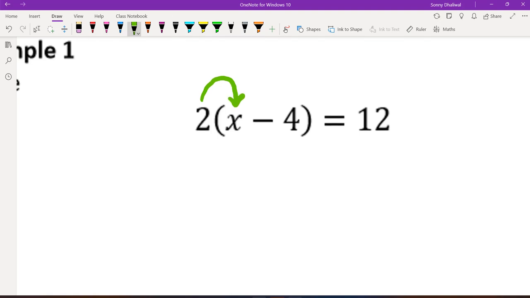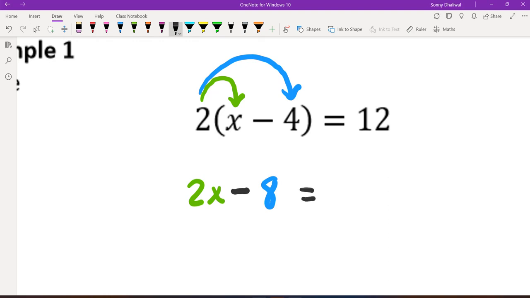So I do my first arrow. What do I write down? 2x. I do my second arrow. What do I write down? 6. Not 6. We're multiplying here. 8. Okay? We need a sign between these two terms. Do I put a plus sign or a minus sign there? Minus. This is 2 times negative 4. Minus sign. And we have that 12 sitting there.